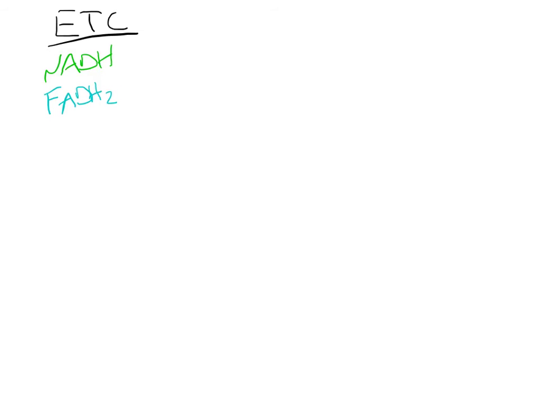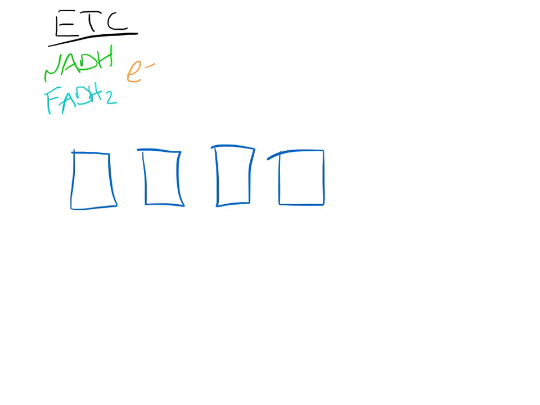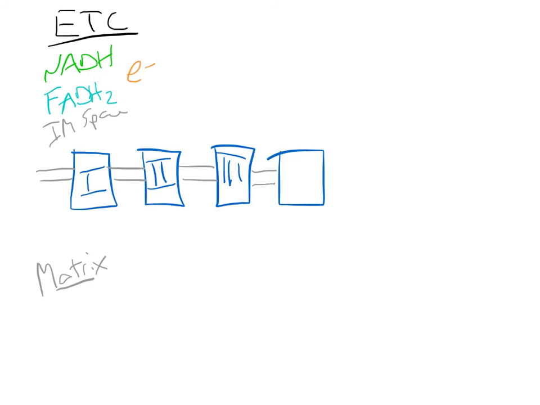And these are going to bring their electrons to the electron transport chain, which remember is a series of 4 cytochrome complexes that are lodged in the inner mitochondrial membrane. So we've got here our inner mitochondrial membrane. That means you've got the matrix on one side, the very inside part of the mitochondria, and you've got the intermembrane space here on the other side. Now remember, these complexes are just numbers. So we got complex 1, we've got complex 2, we've got complex 3, and we've got complex 4.